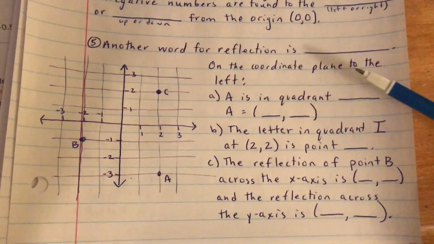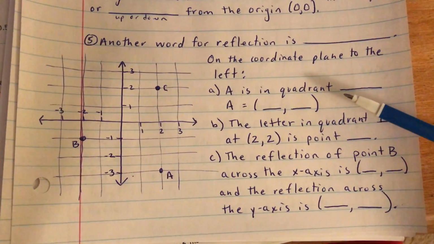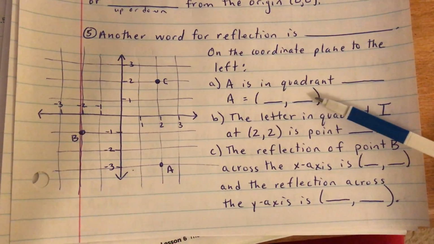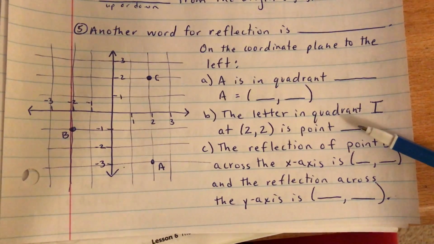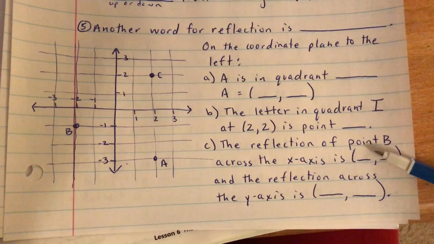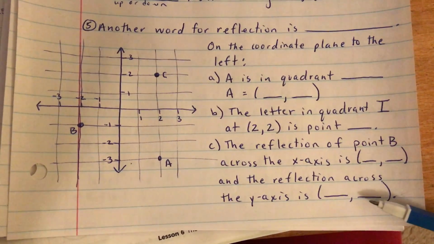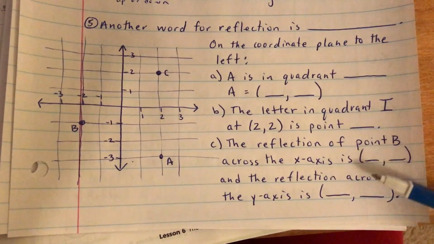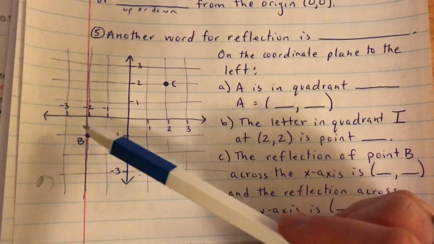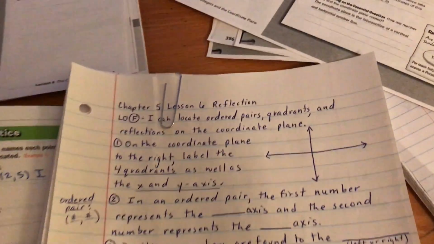Another word for reflection is what? On the coordinate plane to the left, A is in quadrant blank and give its ordered pair. The letter in quadrant 1 at 2, 2 is point what? The reflection of point B across the x-axis is, and the reflection across the y-axis is. So we're reflecting point B across the x-axis, and then across the y-axis. All right, you did it.